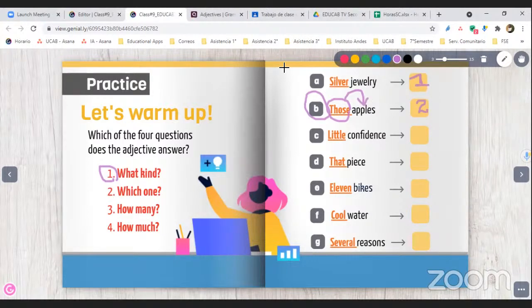Maybe Erica. Erica, can you help me with letter C? We have here little confidence. What question do you think the adjective is answering? Do you think it's telling us a characteristic about the confidence, or specifying the confidence, or telling us how many confidence we have or how much confidence we have? You can use the chat or maybe you can use the microphone.